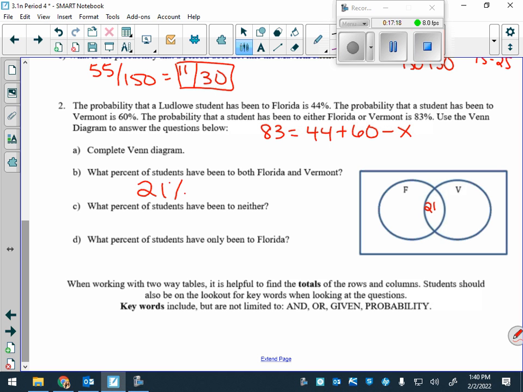Madison. 23. What percent has only been to Vermont? Danielle. 39%. Then what percent of students have been to neither? Brayden. 17%. Okay. 17 have been to neither. And what percent of students have only been to Florida? Danielle? 23%.